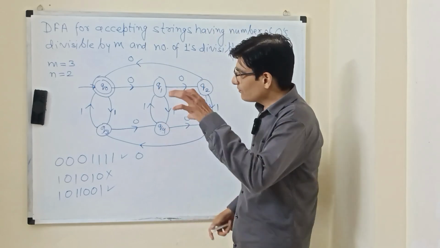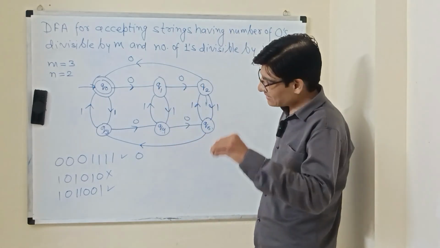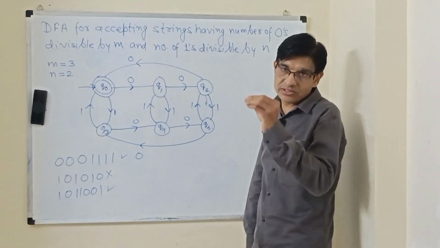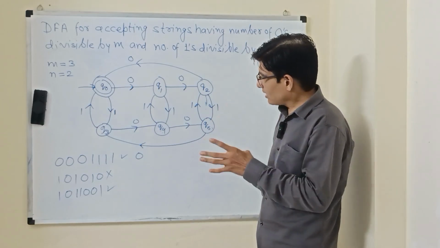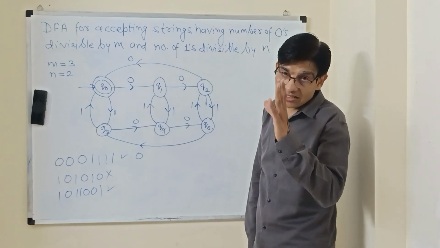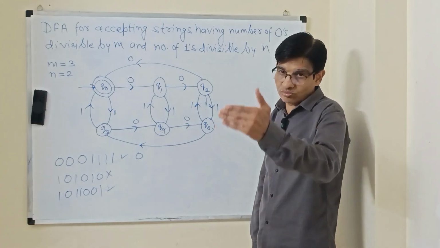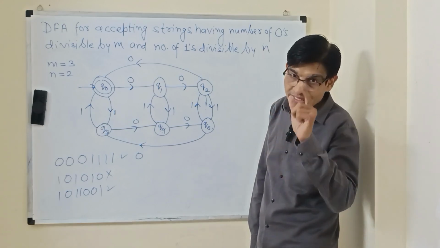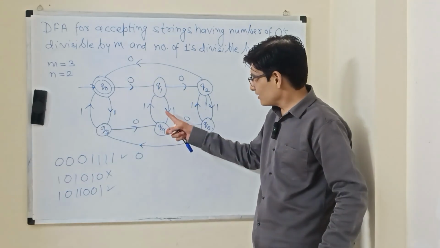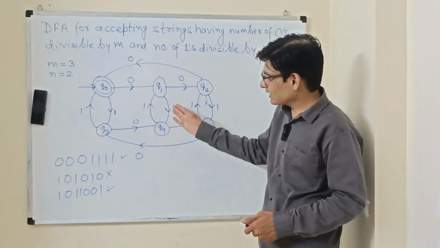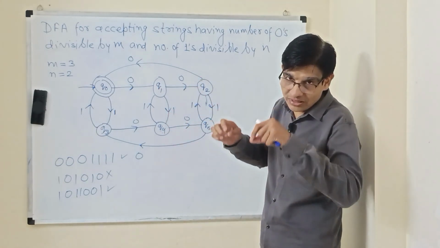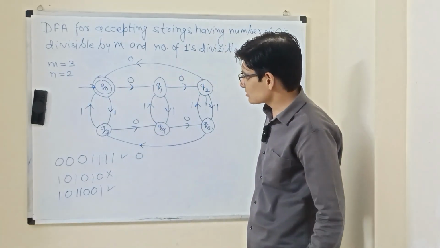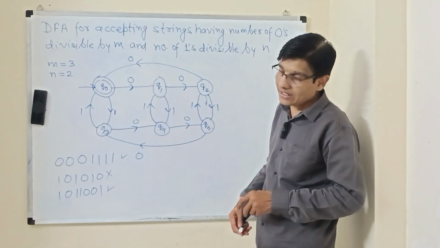So now, if you are creating a machine for accepting strings having number of zeros divisible by 4 and number of ones divisible by 2, so number of states in this machine would be 4 into 2. 8 number of states would be there, and within 8 states you can create such machine. So this is one more concept. So you can extend this concept for any value of m and n.